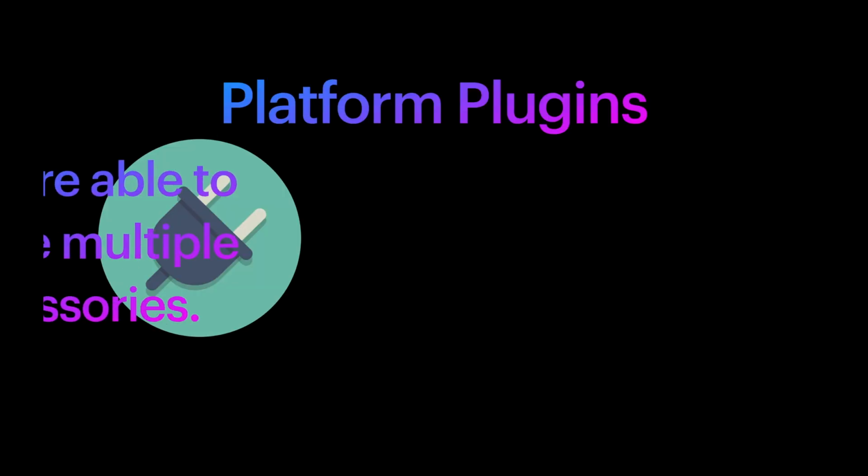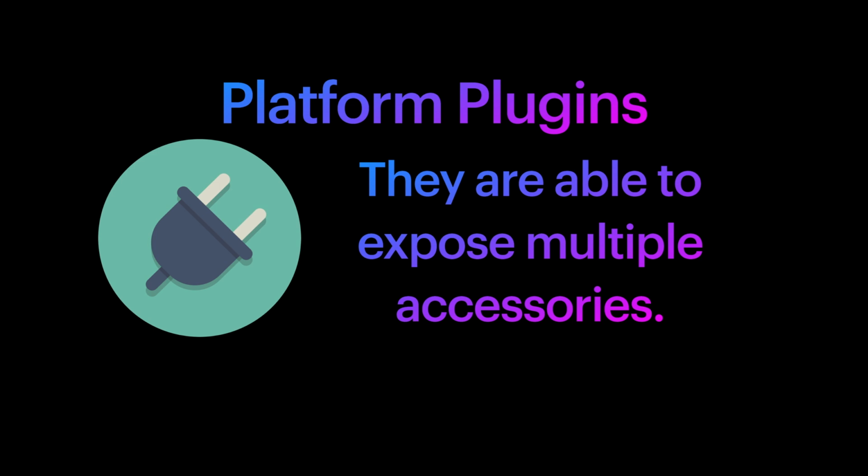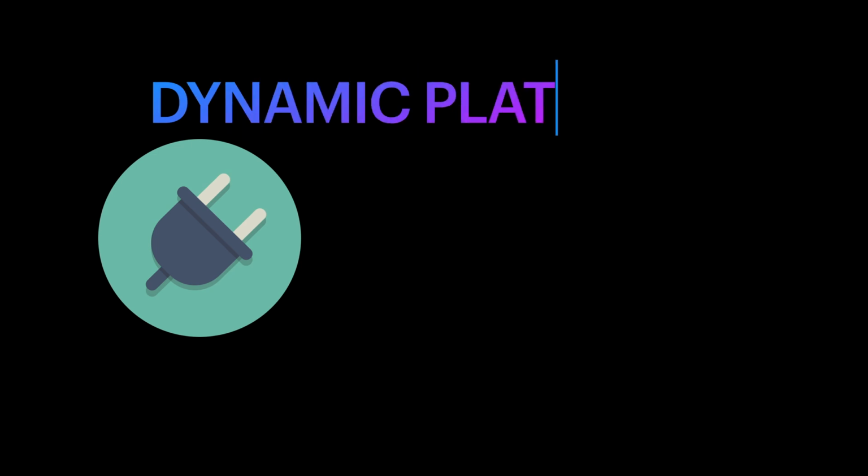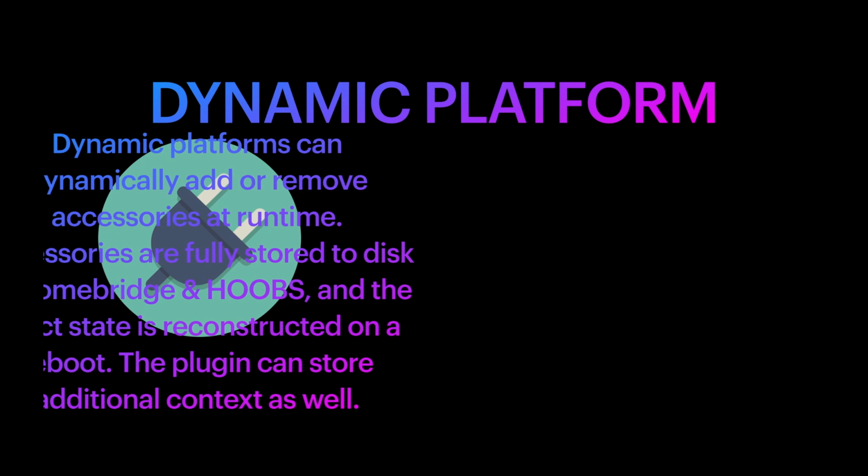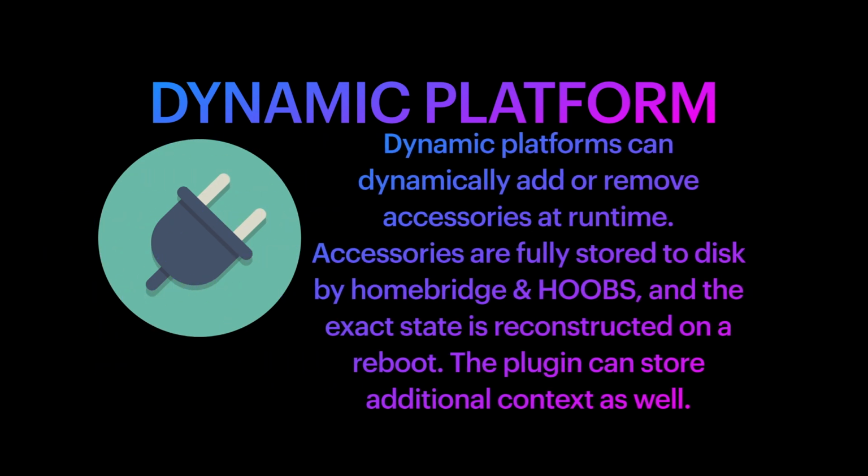Now, on the other hand, we have the platform plugins, where the majority of the plugins fall. So what are they? They are able to expose multiple accessories to Apple HomeKit and to the platform, and they themselves are broken down into two types. The first one is dynamic. Now, dynamic platforms can dynamically add or remove accessories at runtime.